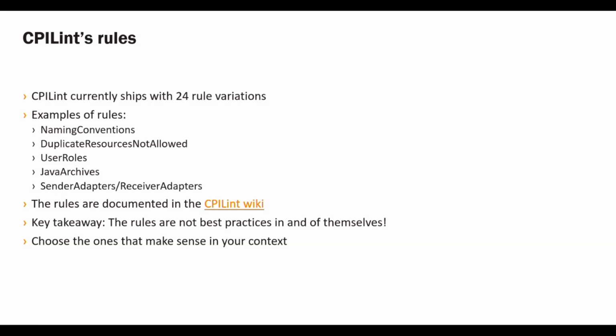Java archives let you set up rules for which archives are allowed to be added to your iFlows, which Java libraries. It came in very handy during the Log4j security incident some time ago. Sender adapters, receiver adapters is about which adapters you are allowed to use. So if all inbound calls should be OData, you can set that up in these rules. If certain outbound channels are not allowed, you can set that up also.